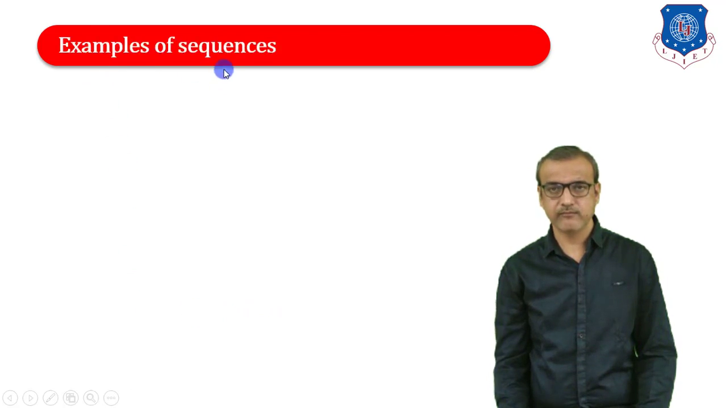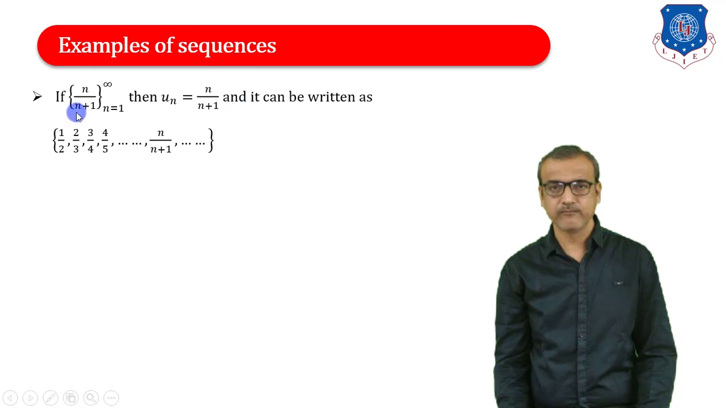Now we will see examples of sequences. Take n over n plus 1, where n varies from 1 to infinity. Then Un equals n over n plus 1, and it can be written as: 1 by 2 is the first term for n equals 1. If you replace n by 1, you get 1 over 1 plus 1, that is 1 by 2. Similarly for n equals 2 you get 2 by 3, for n equals 3 it is 3 by 4 and so on, and the nth term is n over n plus 1.